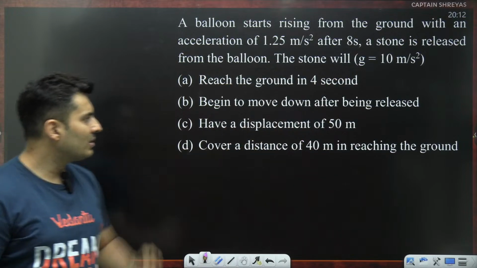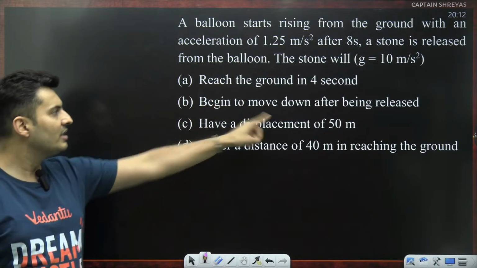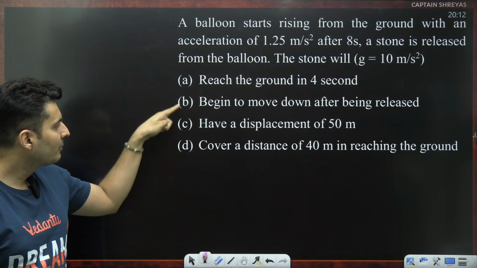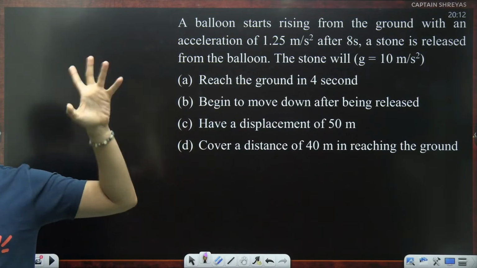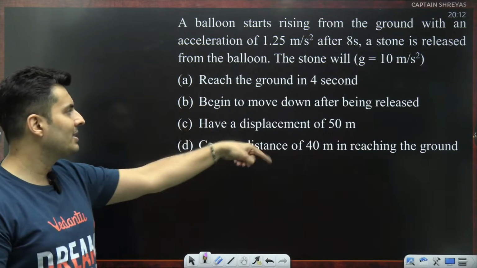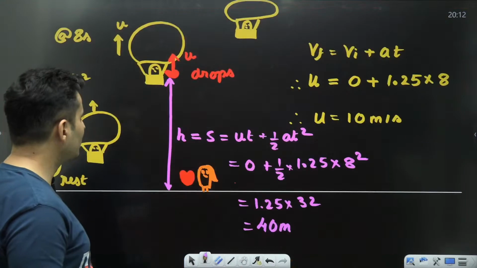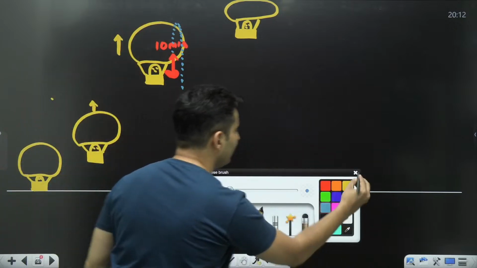The displacement is of 50 meters, covers a distance of 40 meters in reaching the ground, begins to move down after being released. I think for options A, B, C and D, we can decide which one is correct, which one is wrong. Can you guys quickly think and tell me? Begins to move down after being released. That is obviously a big no. It goes up and then comes down. It is clearly seen over here.